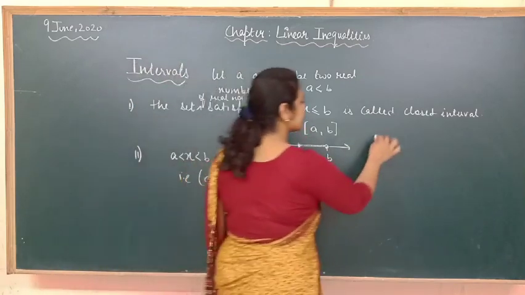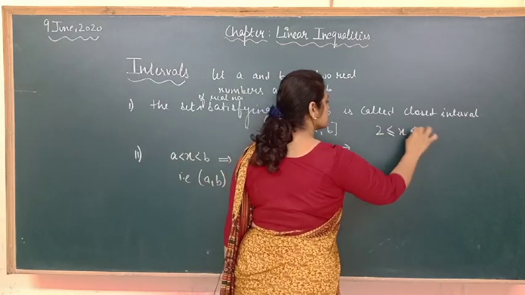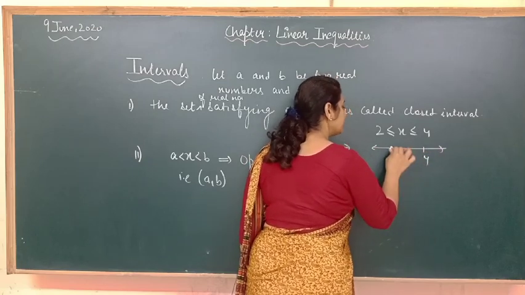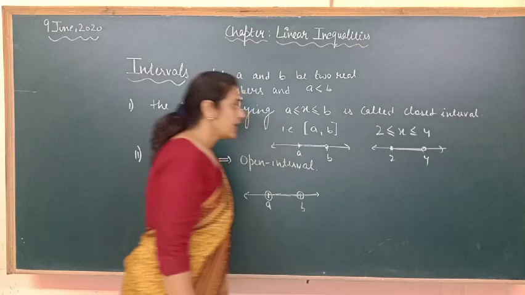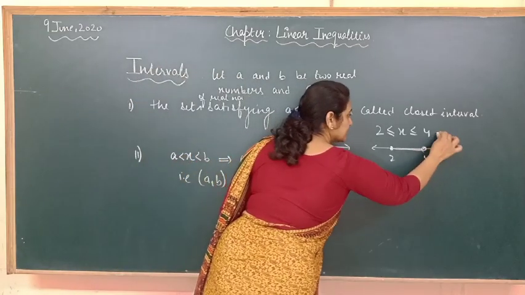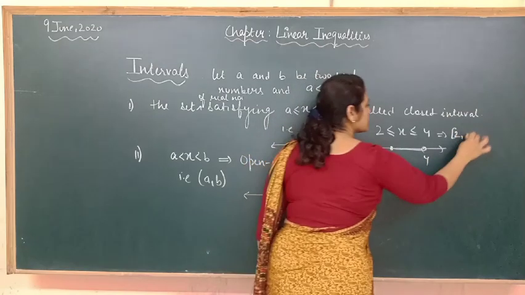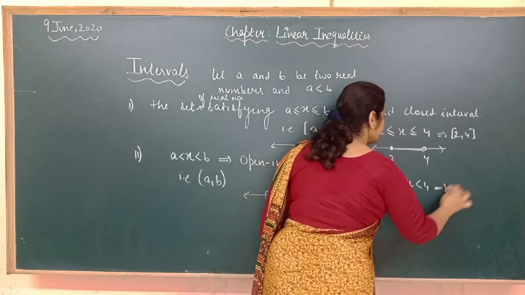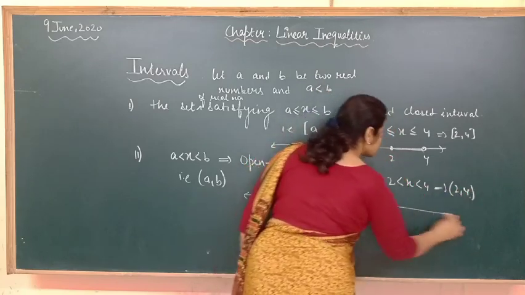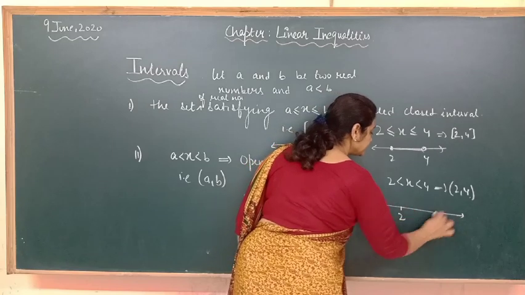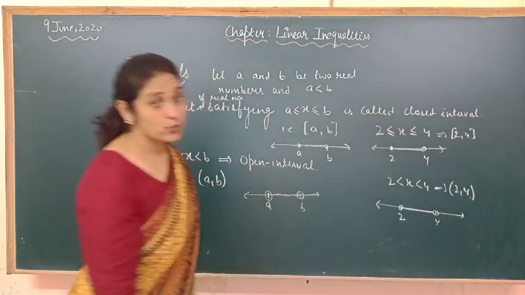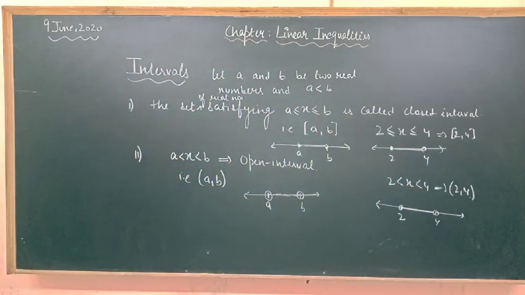Alright. For example, if I say this, इसका मतलब है 2 से लेकर 4 तक सभी numbers. And same way, if I represent, and this is square bracket. And if I say x is greater than 2, less than 4, it means open interval. This is represented by this bracket, and only the hollow circles here, and all the numbers between 2 to 4 would be included. Is it clear?